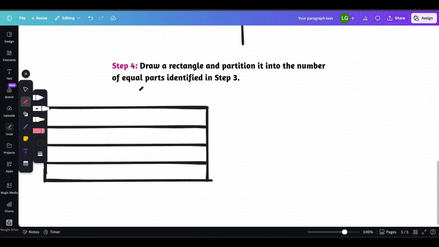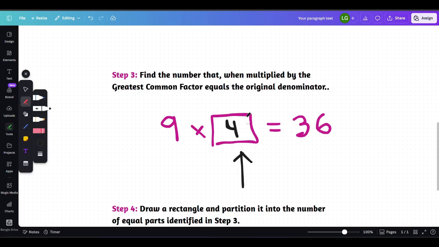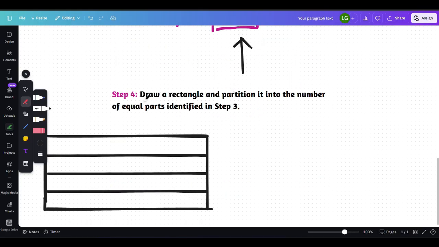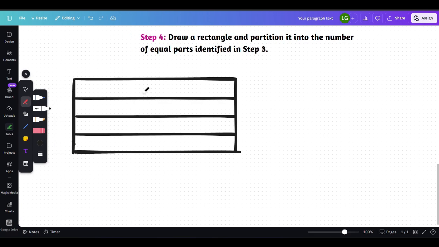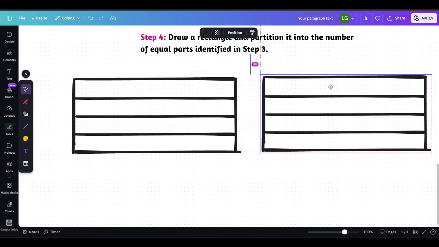Now, step 4, we're gonna draw a rectangle and we're going to partition it into the number of equal parts that we already found in this step. That is 4. I already drew it here. I got my rectangle and I partitioned it in 4 parts. I gotta make a copy of this because we're gonna use it later.